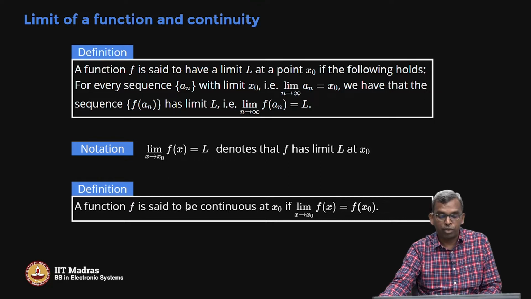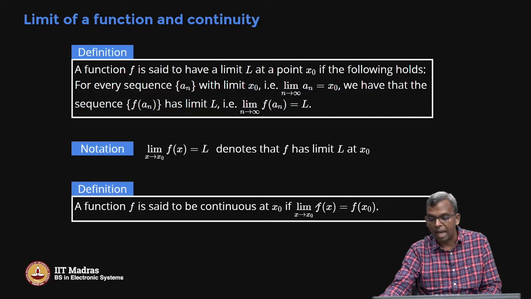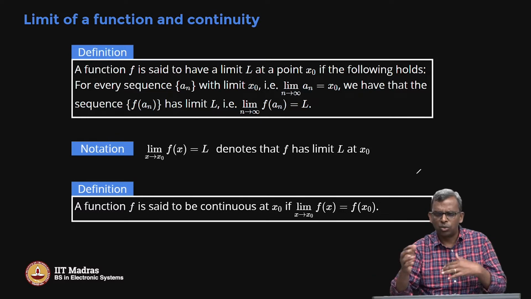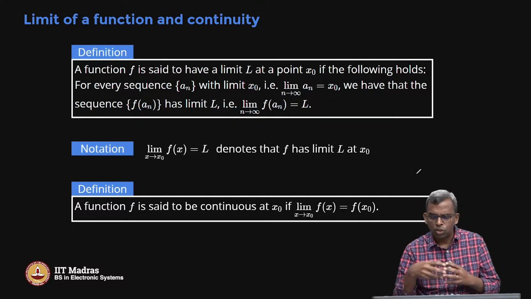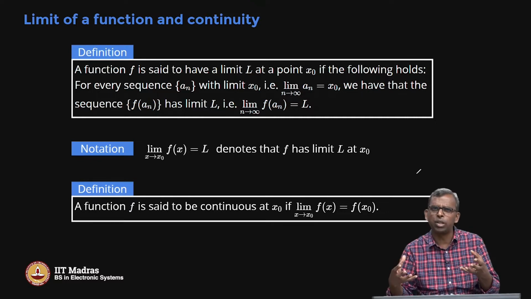A function f is said to be continuous at x naught if this limit should exist, and this limit should be equal to the value of the function at that point, f of x naught. So there's a lot of things to see quickly in a definition. Maybe the definition was well motivated before. This notion of continuity is sort of surprising or very intuitive, right?